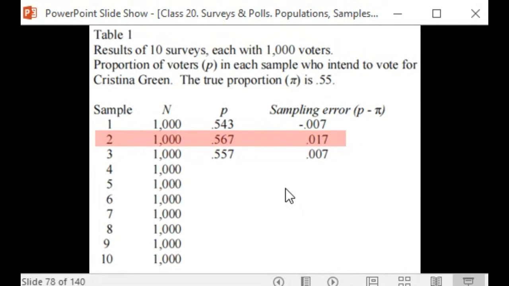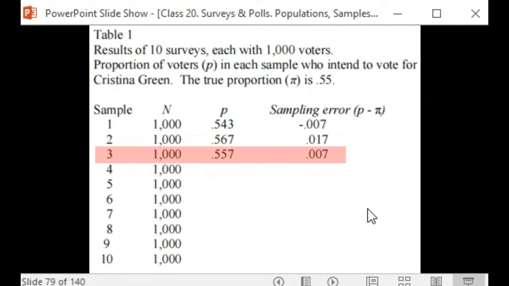Okay, checked it out. Now we have another one here. For sample 3, p is 0.557. Make the calculation yourself for sampling error and see what you get.